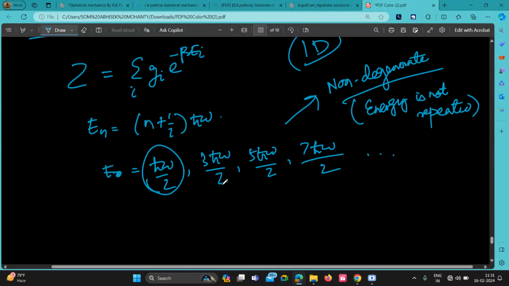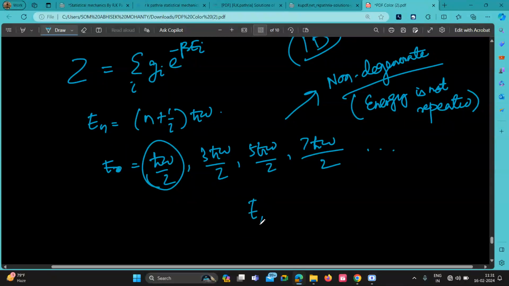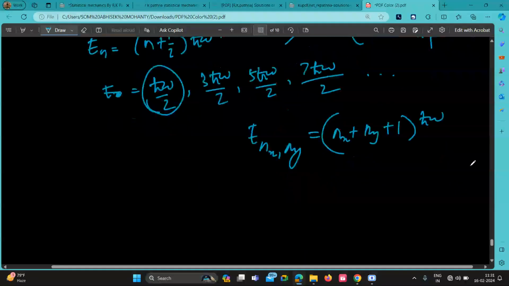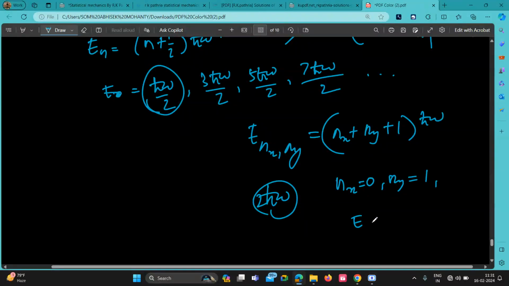For example, there is this 2D harmonic oscillator. Suppose the energy is (nx + ny + 1)ħω. So if I say ħω is the energy value, is it non-degenerate? No. For example, say nx is 0 and ny is 1. Then E is equal to what? 0 plus 1 plus 1, ħω, that is 2ħω.